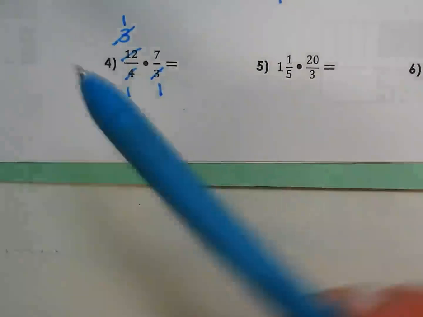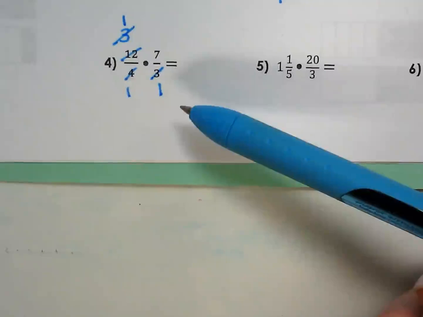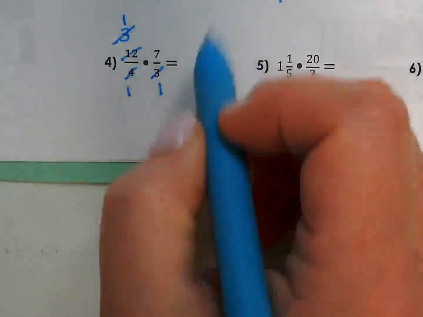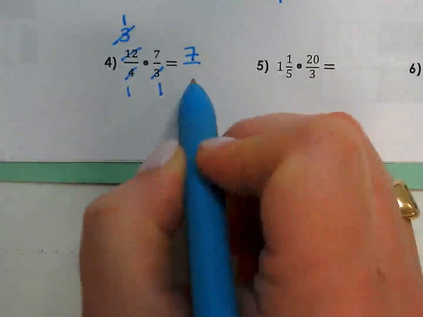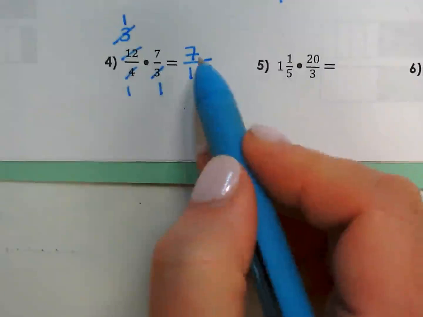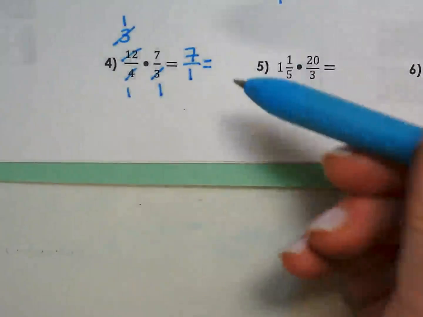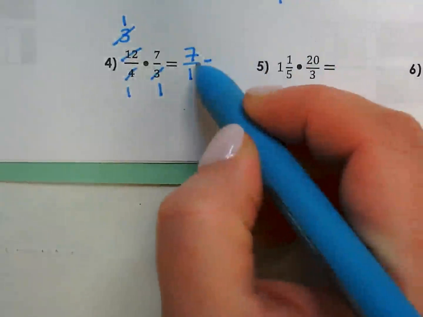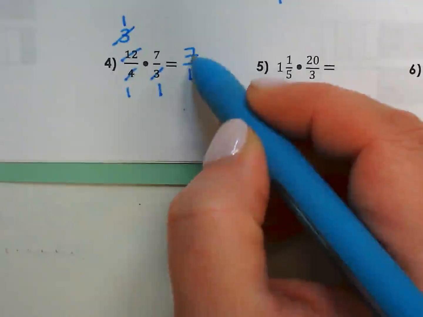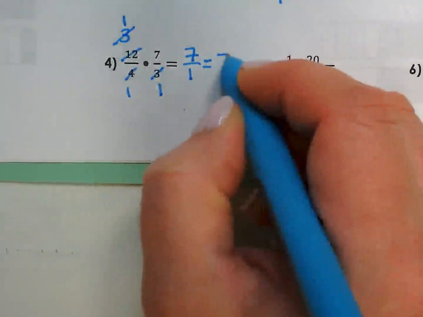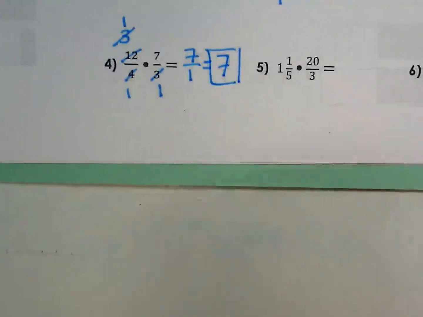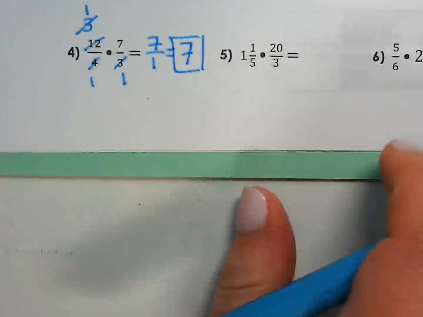Now I have no other common factors top to bottom, so I simply multiply. 1 times 7 is 7, and 1 times 1 is 1. Please don't leave it as 7 over 1, because in this case, remember that that fraction bar also means division. That means 7 divided by 1, and that's just 7. That's our final answer. All right, let's take a look at question number 5.